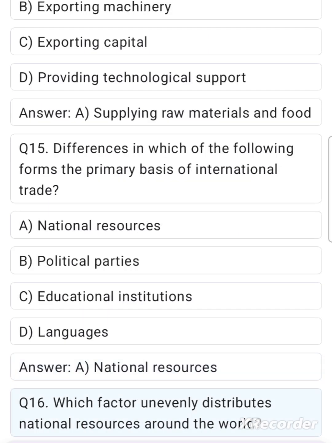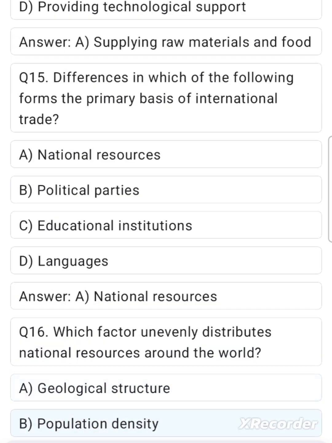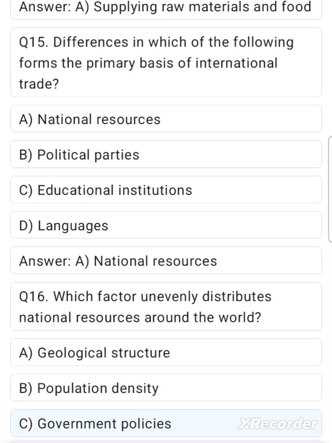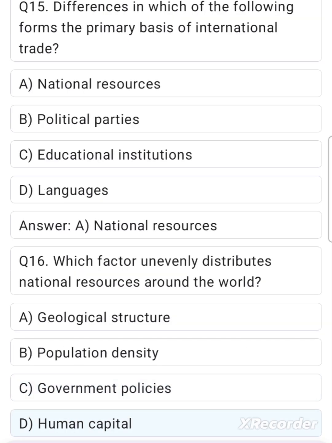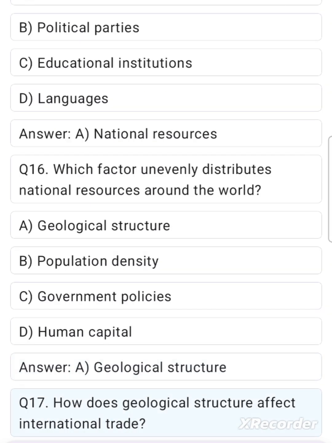Q16. Which factor unevenly distributes national resources around the world? A. Geological structure. B. Population density. C. Government policies. D. Human capital. Answer. A. Geological structure.